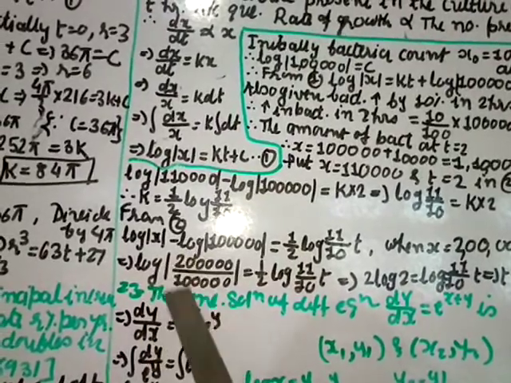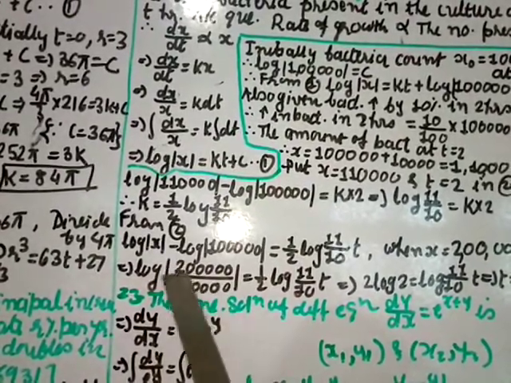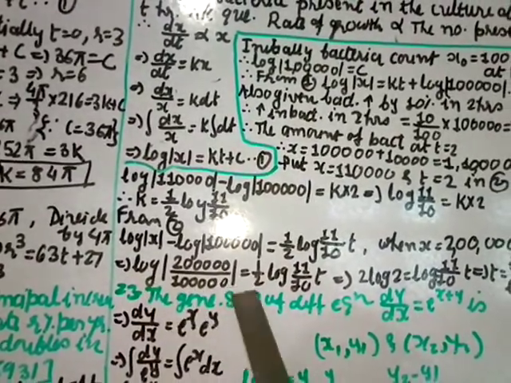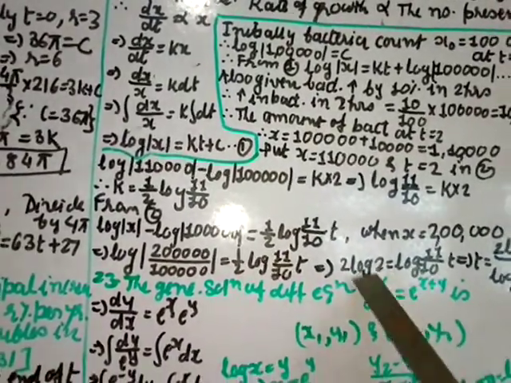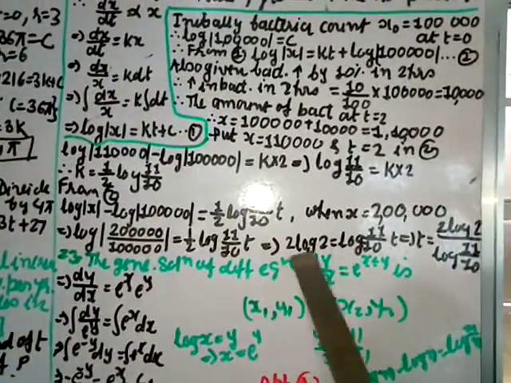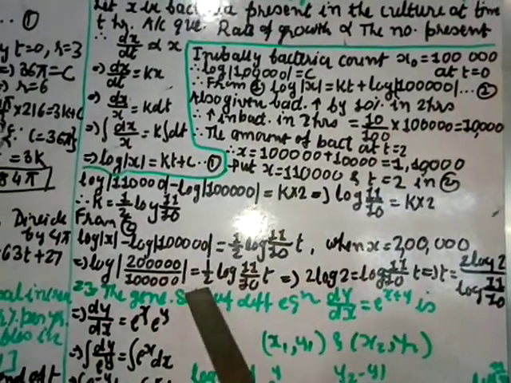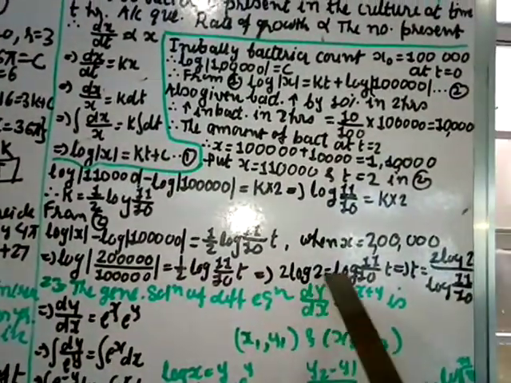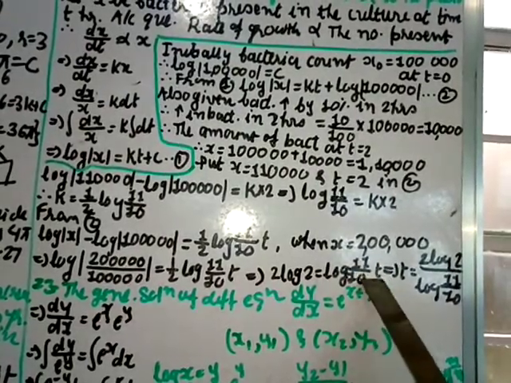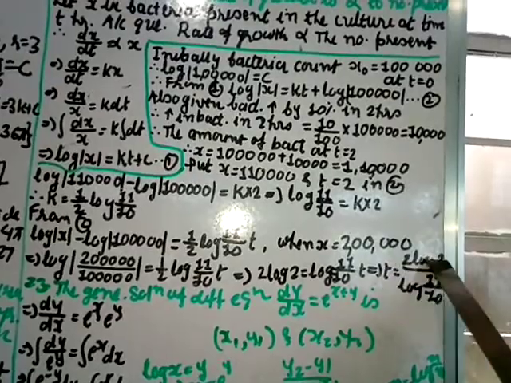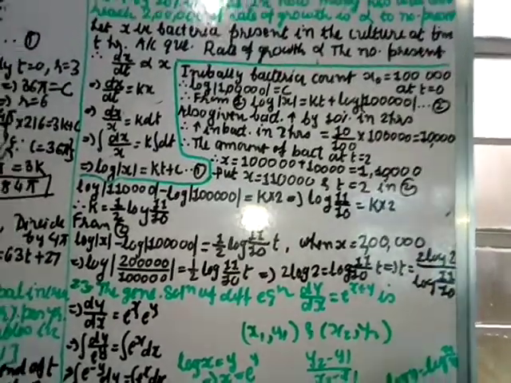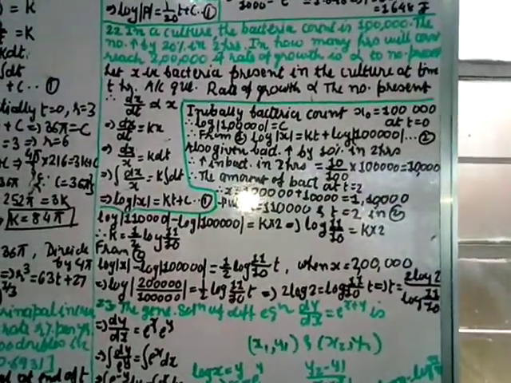This gives you log 2. All the zeros will cut, so 2 by 1 gives you log 2. So log 2 is equal to 1 by 2 log 11 by 10 t. This 1 by 2 you transfer, it will go in the numerator, so you get 2 log 2 is equal to log 11 by 10 t. The t value you have to find, so this log 11 by 10 you transfer here, it will go in the denominator, so t is equal to 2 log 2 divided by log 11 by 10. So that is the answer for question number 22.